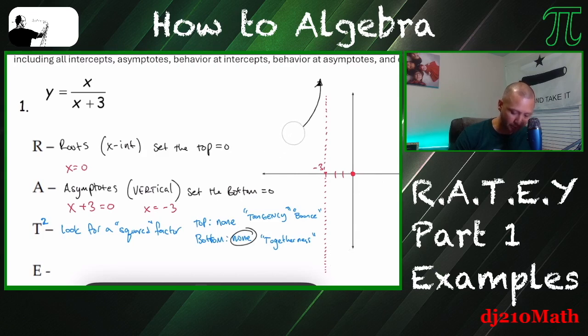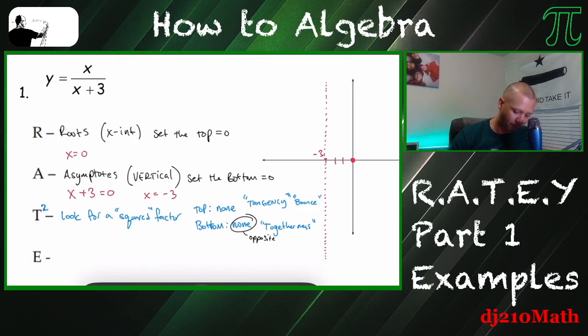So at the asymptotes, the branches, right, that's what we call the lines of a rational graph, are going to be opposite of each other. So they're not together, right? Because there's no squared factor, they're going to go opposite. Had this been yes, there is a squared term in the bottom, then they would be together. All right.